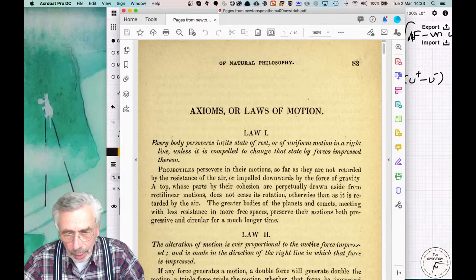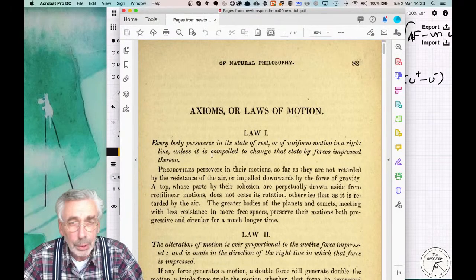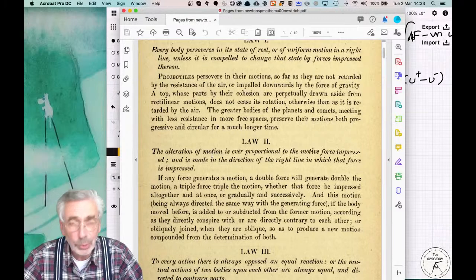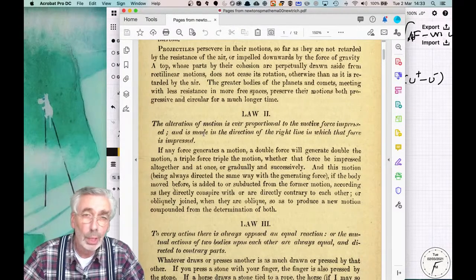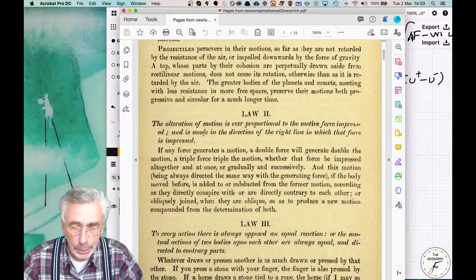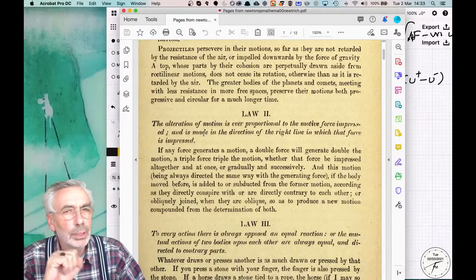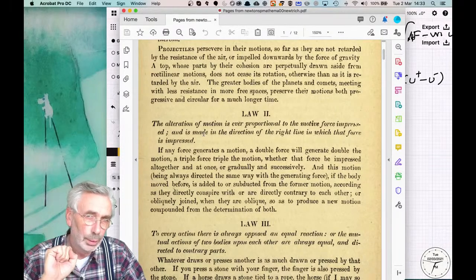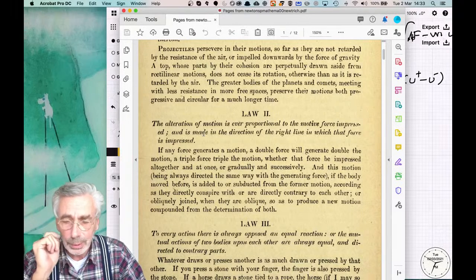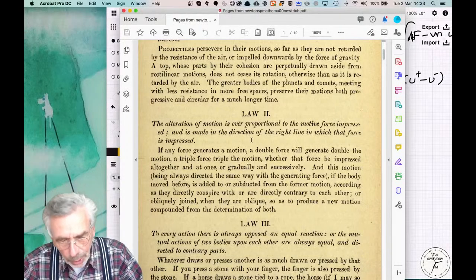All these three laws. Law one: every body preserves its state of rest or uniform motion unless it's compelled to change by a force. So if there's no force, nothing will change. The velocity stays the same. And then the second law says, the alteration of motion is ever proportional to the motive force impressed. So he says force equals some number times the acceleration. Well, not acceleration. And that's what everybody always says, like, oh yeah, Newton's force is equal to mass times acceleration. Uh-uh. He says it's force equals the change in velocity. And the change in velocity can be both magnitude and direction. But anyway, here he talks about one-dimensional rectilinear motion, but change in velocity.